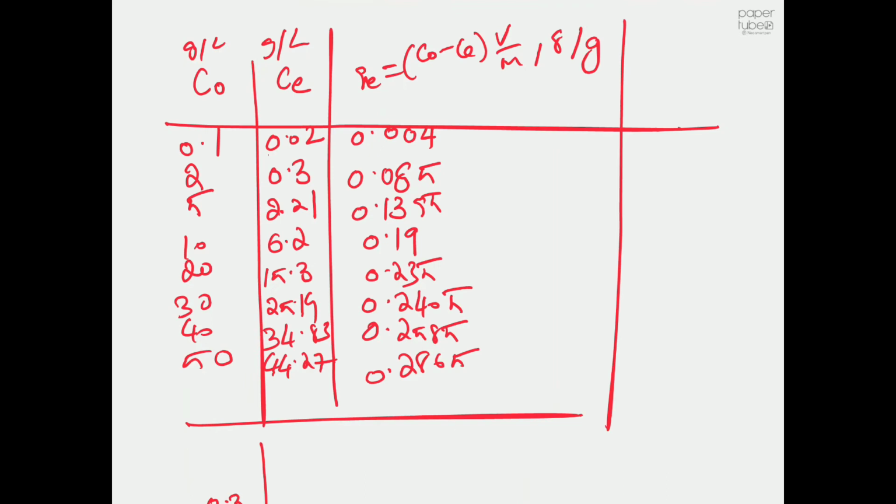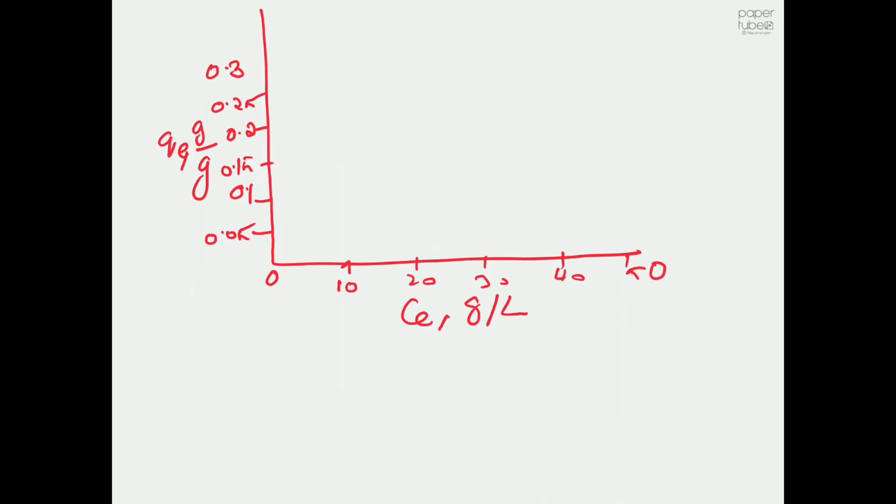So let's plot one by one. Let's take these two values. C is 0.02 and the amount adsorbed is 0.004. So that's almost near your origin. It will be somewhere around here.